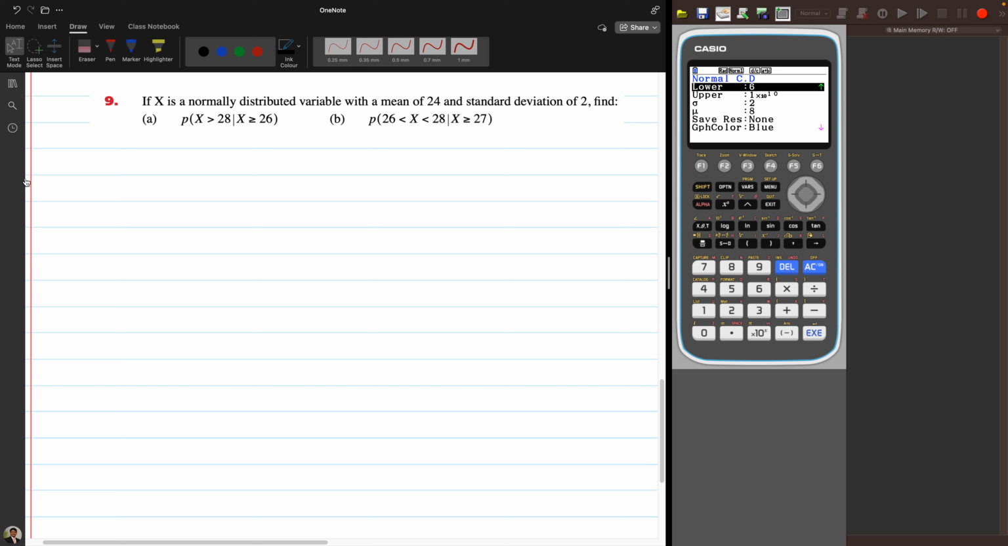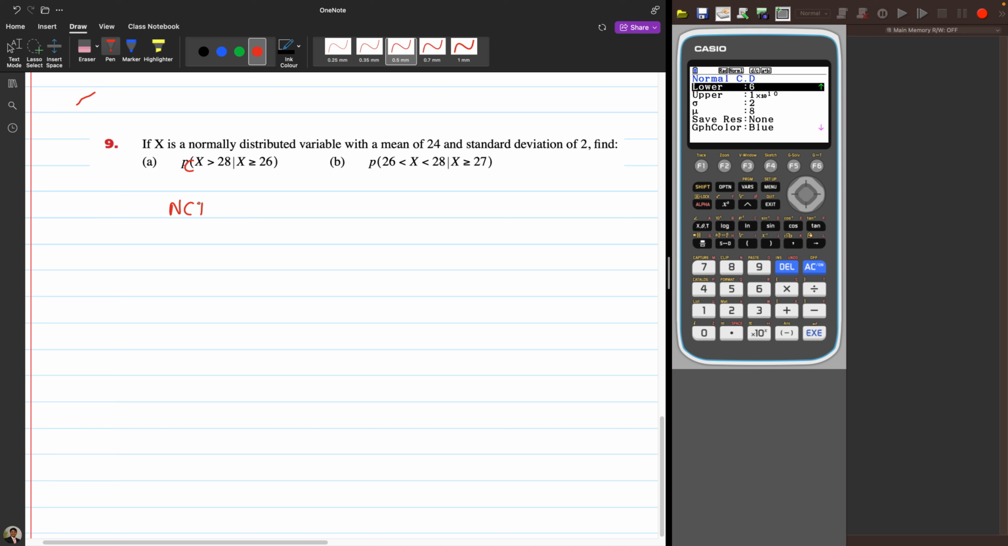I'll show you a much more efficient method. But I'd like to draw your attention to the form. If you look at the form, when you're filling the NCD, you first have the lower limit. Look here. You have the upper limit. You have the standard deviation. And then you have the mean. So if you forget the syntax, this is the syntax.